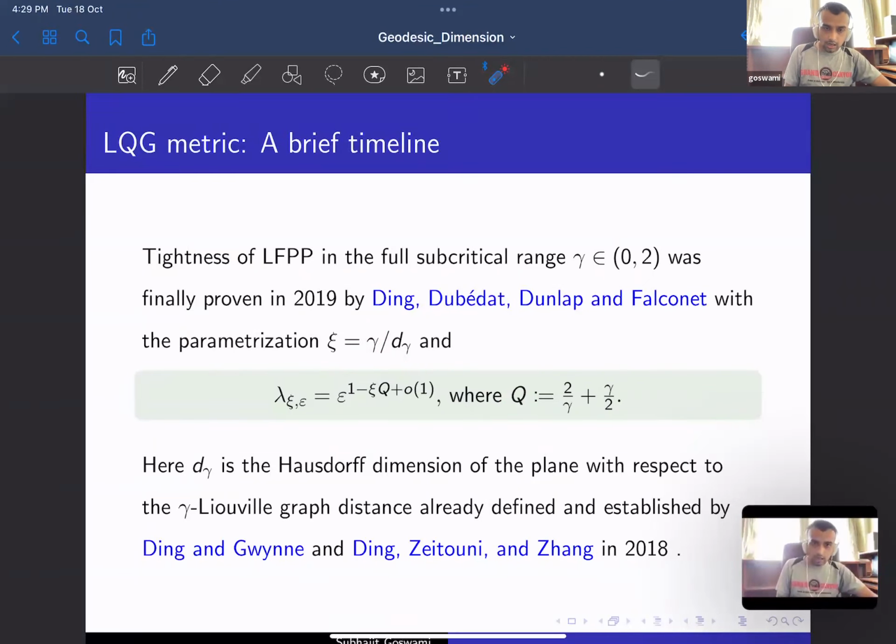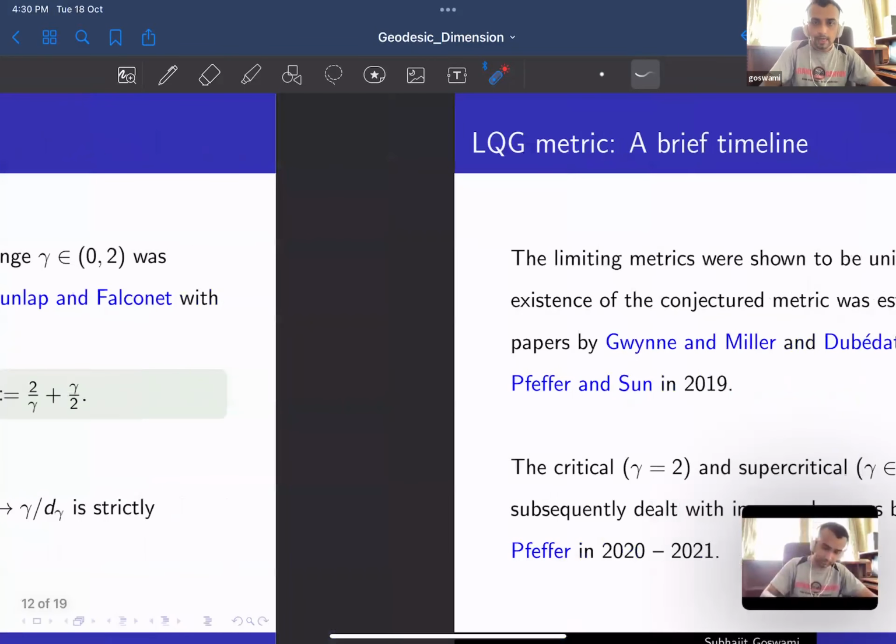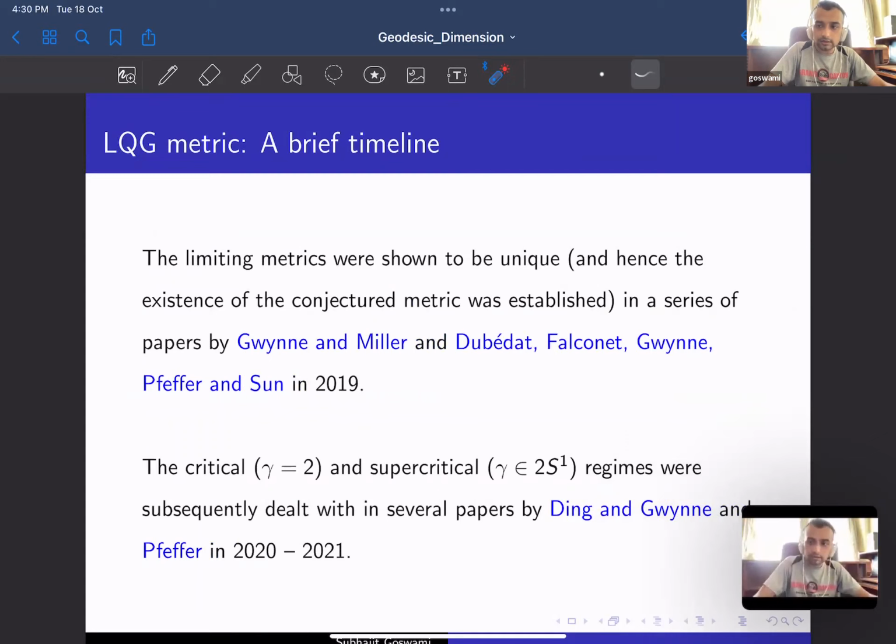Okay, so what I'm going to say next is also pertaining to your question: that d gamma is the Hausdorff dimension of the plane with respect to the gamma Liouville graph distance, which was already defined and established by Ding, Zeitouni, and Zhang in 2018. And just a side comment, Ding and Gwynne in 2018 also proved that this map, gamma to d gamma, is really a reparameterization, at least in the subcritical range, gamma in (0,2).